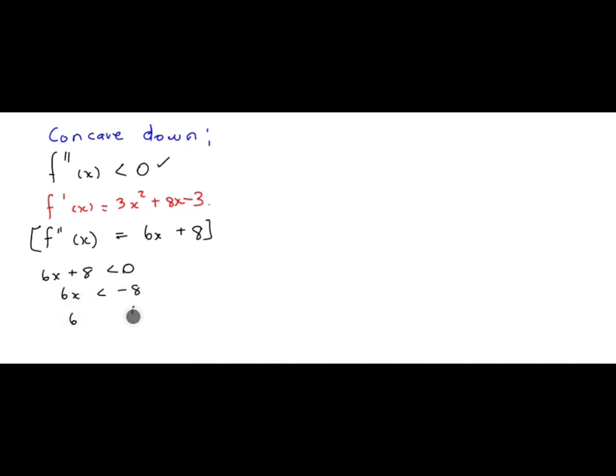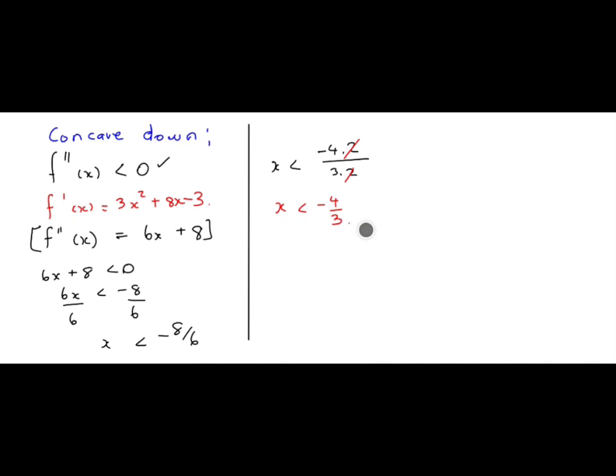Divide both sides by a positive 6, and x is actually less than minus 8 out of 6, which could be further expressed as x being less than minus 4 times 2 multiplied by 3 times 2. Of course, as you can see, these two will cancel out, meaning x is actually less than minus 4 divided by 3. So it is within this interval that my function is concave down.